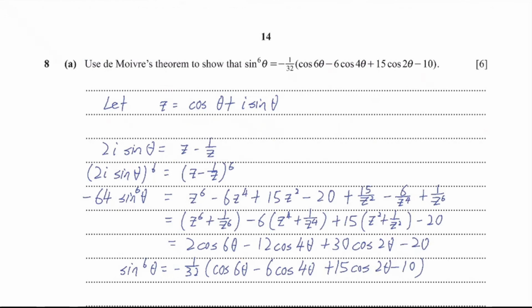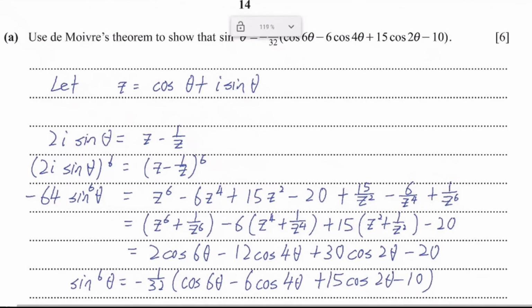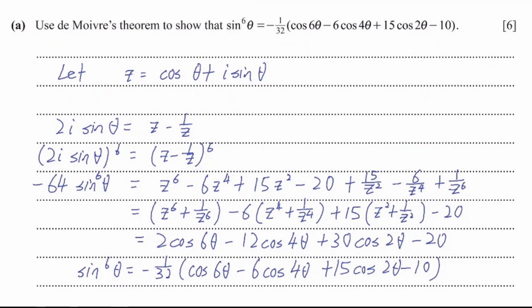Okay, so the last question that we have here is that we need to use De Moivre's theorem to show that we have this identity here for sine power 6. So first we need to let z be cos theta plus i sine theta. So we know that this is actually something related to complex numbers already.